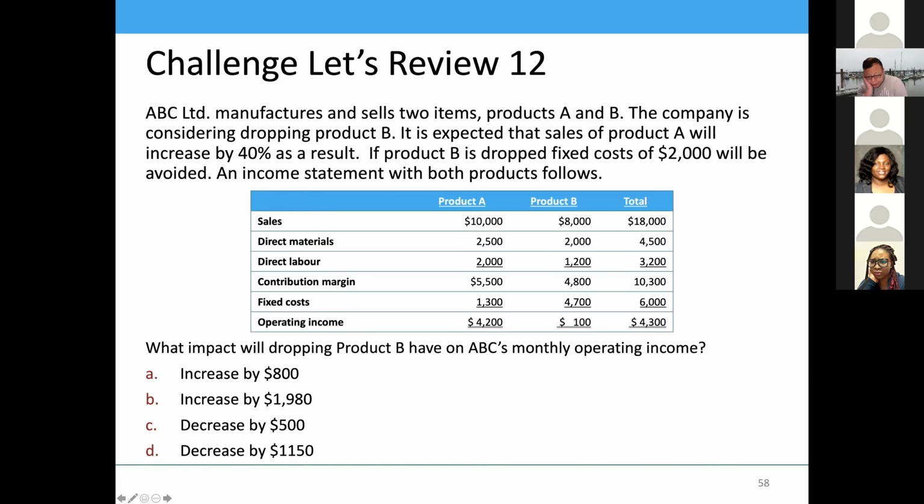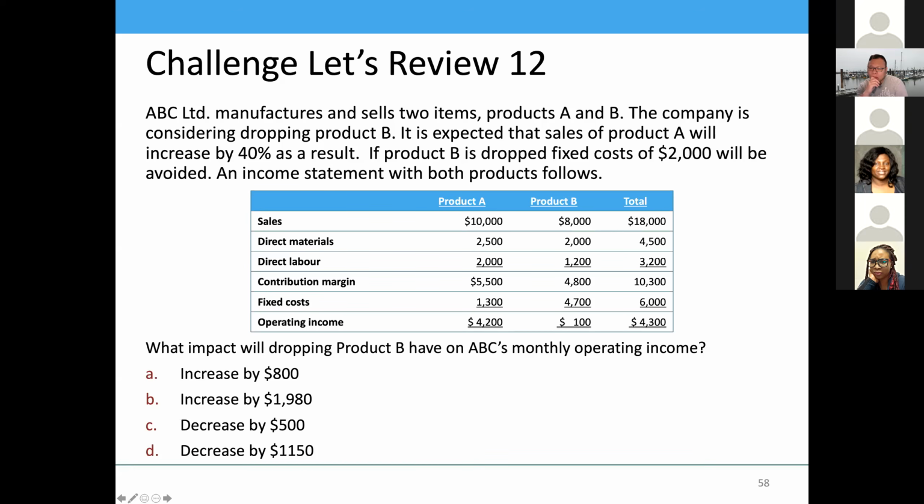That's because the fixed cost is actually distributed between product A and B. So if they drop product B, the total fixed cost is going to come back on product A. And when we take it out from the contribution margin, it's going to decrease operating income by 500.